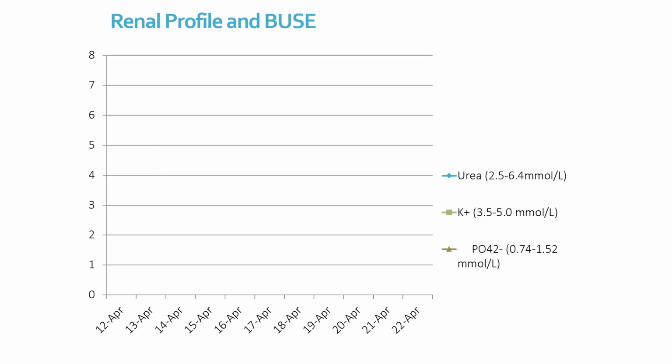The reading of the urea was high during admission, which means that the kidneys are not working well. The potassium level started to drop starting from 13 April. A low potassium level has many causes but usually results from vomiting. The patient also has a low phosphate level in the blood, which can cause the energy levels of the patient to drop and cause fatigue and muscle weakness.